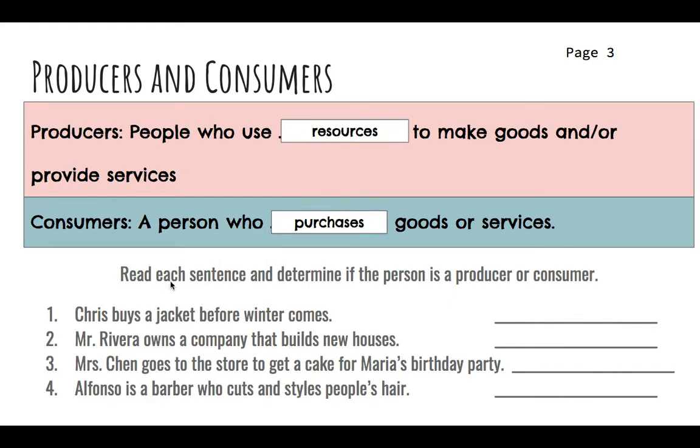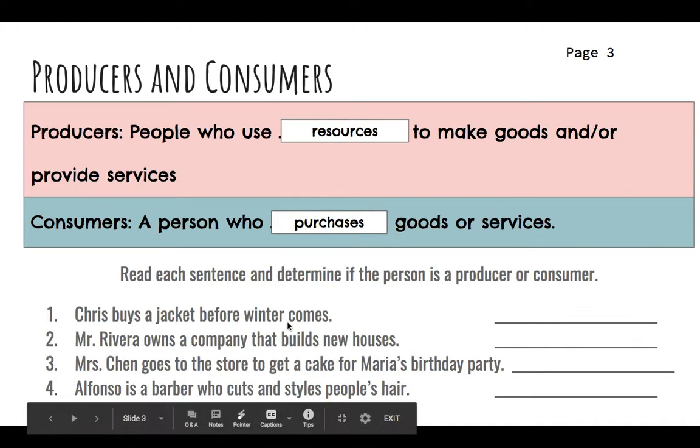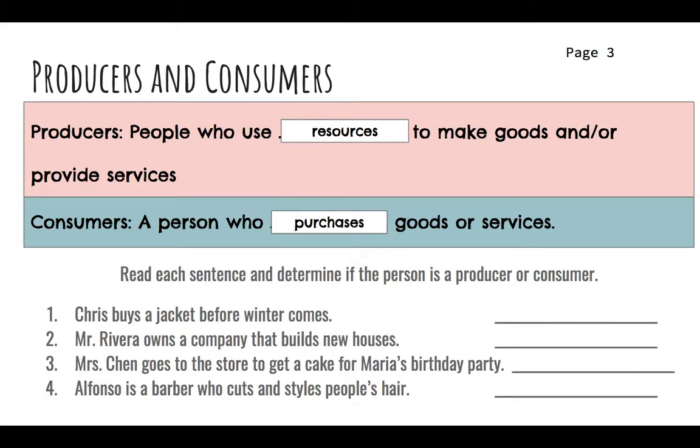Okay? Now, what I want you to do is read each of these sentences and determine if the person is a producer or a consumer. Remember, a producer is the person who uses resources to make goods or services, and a consumer is someone who purchases or uses that good or service. Take your time, read through them, go ahead and write the word producer or consumer on the line and click pause, and I will come back and we'll go over the answers.